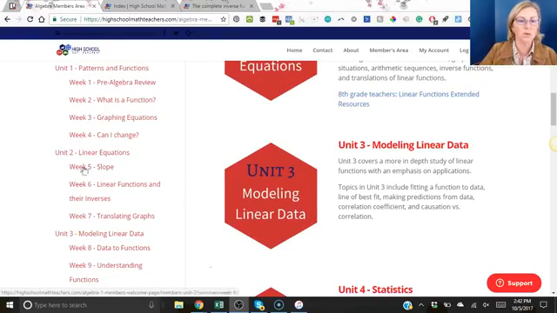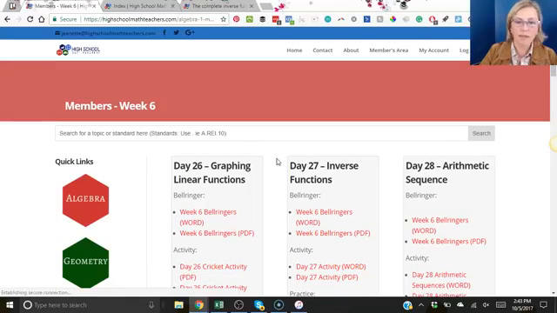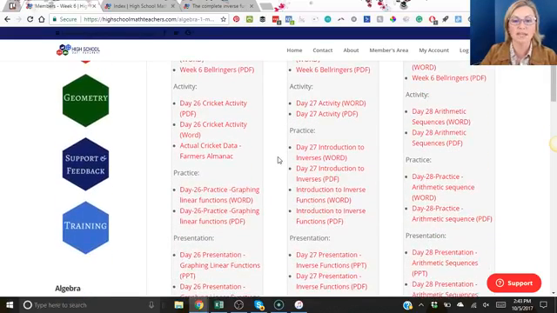So this is within the membership area, but if you're a member, you'll know where to find it. We're going to go into week 6, linear equations. I really like to stress a lot right off the bat when I'm teaching other things as well as the content, because some of it should be review. Some of it should work out. So I'm going to go into week 6, and we are talking about inverse functions. So I've got day 26.